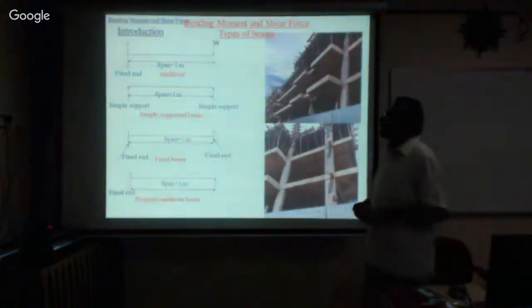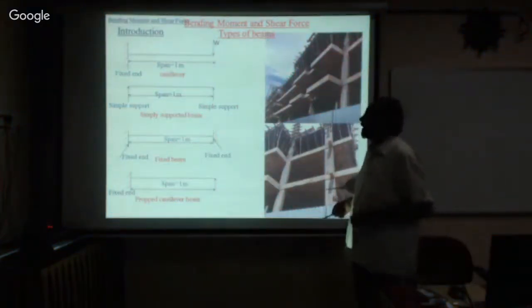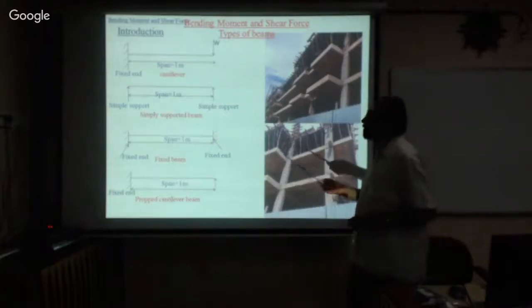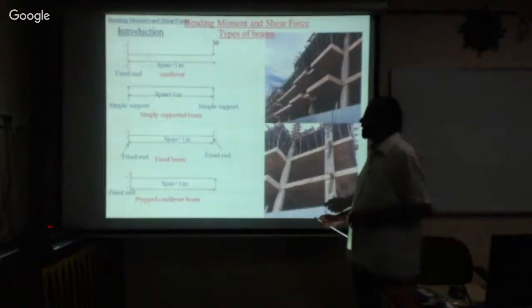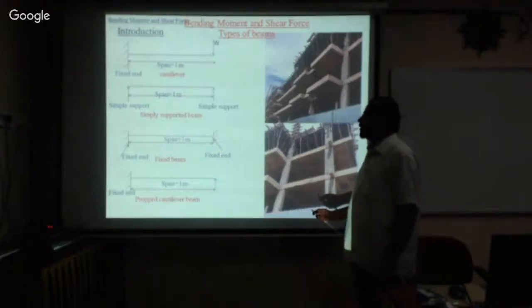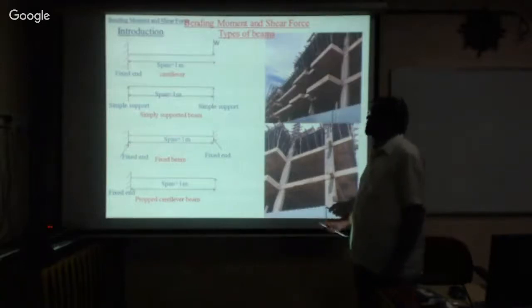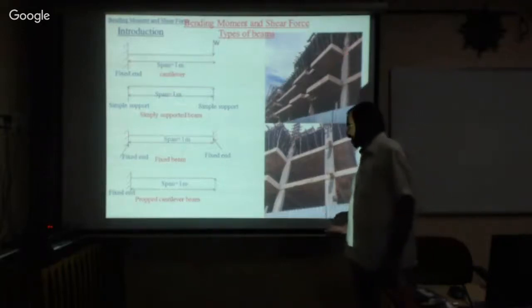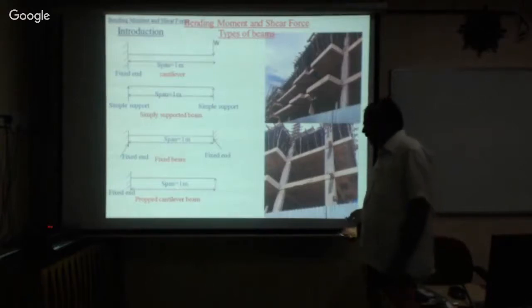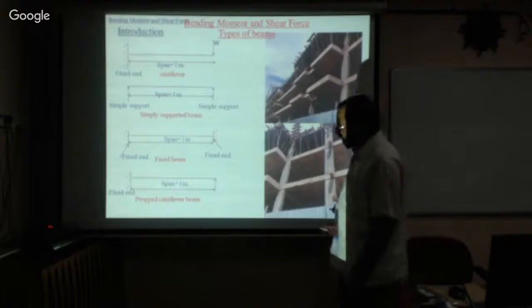Now we know that in the bending moment and shear force diagram chapter, we need to understand the types of beams. One is the cantilever beam, with one fixed end and the other free end. Two, this is a simply supported beam, with simple supports and the beam span length. And these types of beams are fixed beams, where both ends are fixed, rigidly fixed. This resists more forces. And this is a proper cantilever beam.